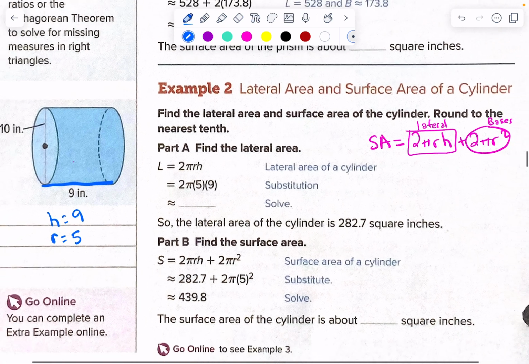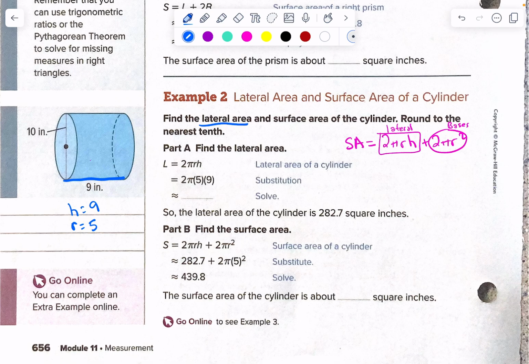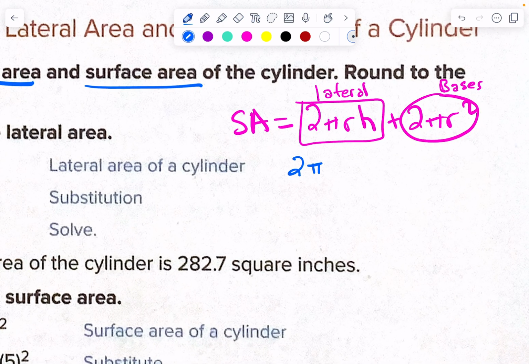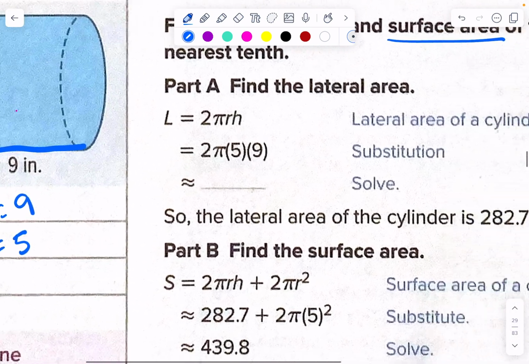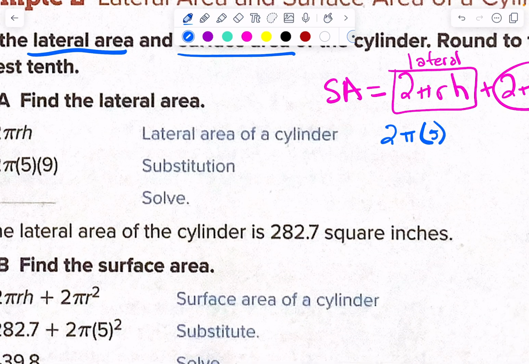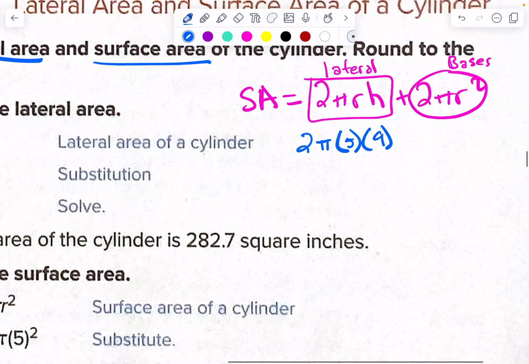Okay, it says find the lateral area and the surface area, so we have two answers. We've got to find just this part, and then we've got to find all of it. The lateral area is going to be 2 times pi times r, which is 5, times 9, which is the height. That's my lateral area.